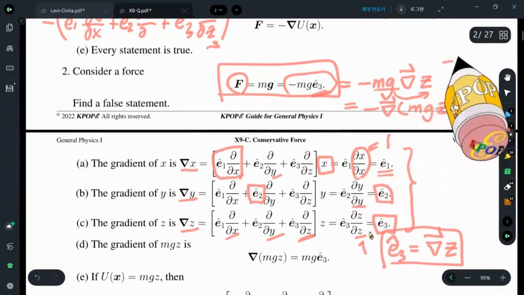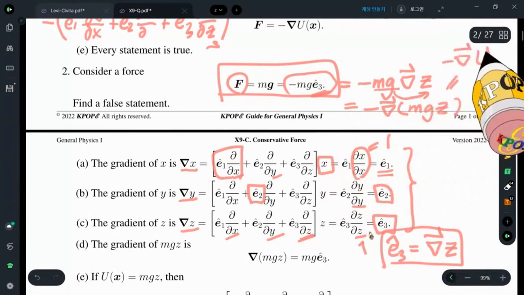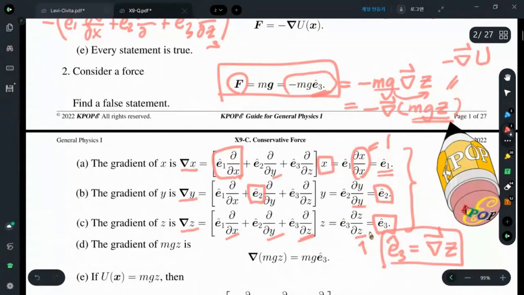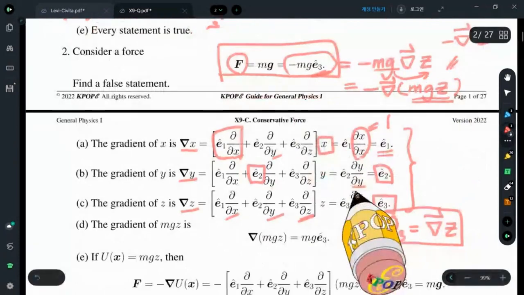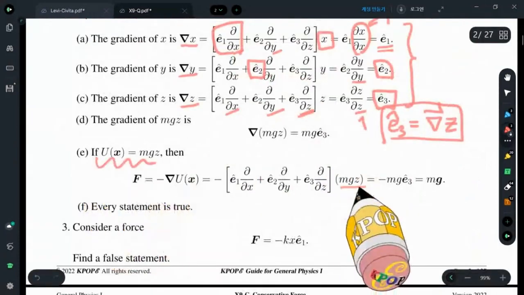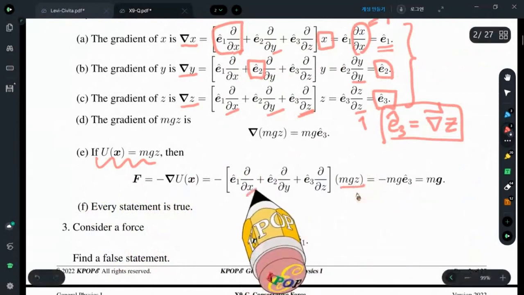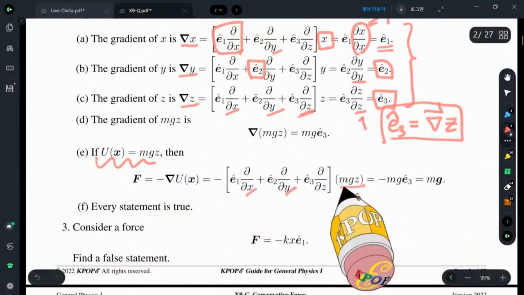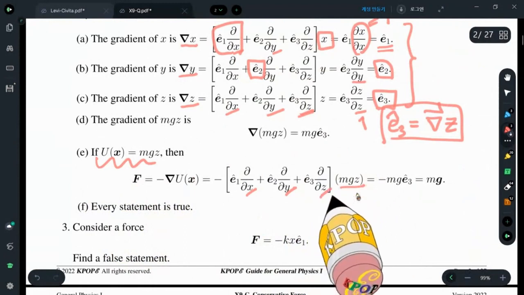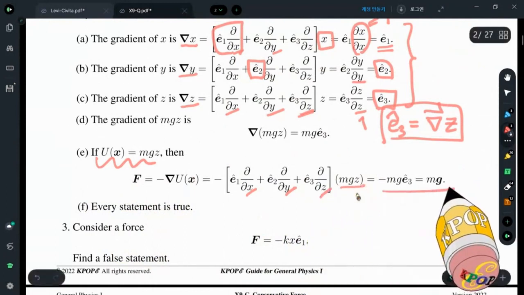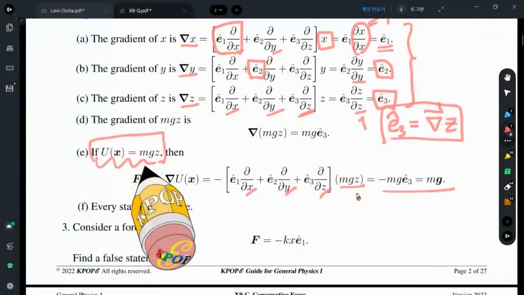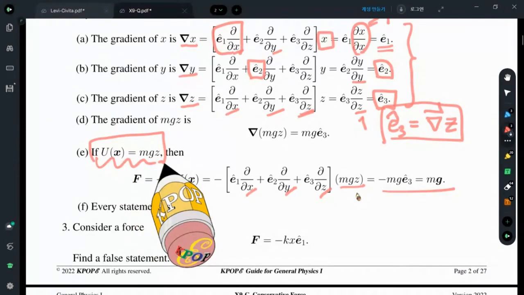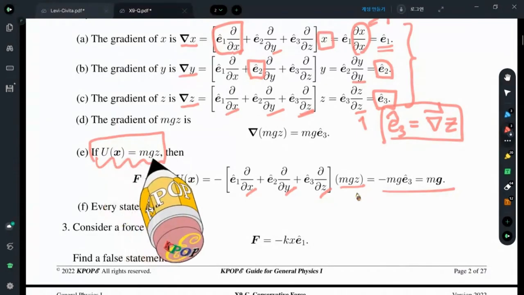Oh, this should be minus gradient of potential energy. I have indeed obtained the potential energy. That must be mgz. If I substitute this one and repeat the calculation, the derivative with respect to x and with respect to y vanishes, only the z component survives, and I can reproduce the original result. So this is why I can say the potential energy of a particle under a constant gravitational force is mgz.